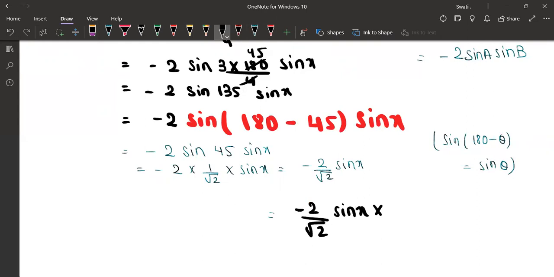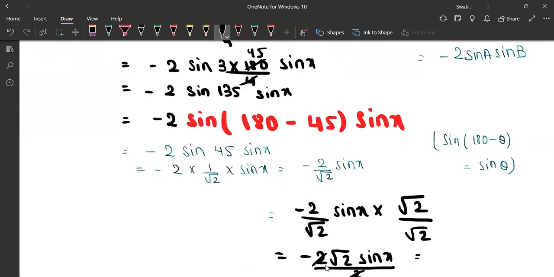So what do we do in the rationalization? Whatever irrational form that we have in the denominator, we will multiply and divide by the same. So in the numerator, we are getting minus 2 root 2 sine x. And in the denominator, we are getting root 2 into root 2, that is 2 only. So this 2 and this 2 will get cancelled. So we are getting minus root 2 sine x, and that is nothing but our RHS, hence proved.